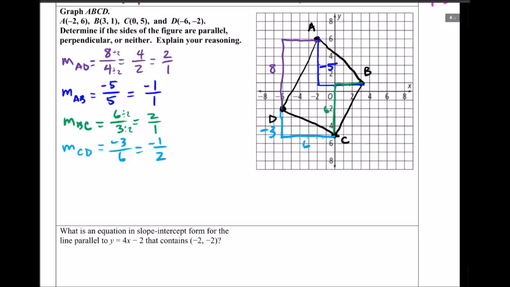So let's figure out what's going on here. This guy and this guy have the same slope. So what can I say? I can say that segment AD is parallel to segment BC, right? Because they have the same slope.